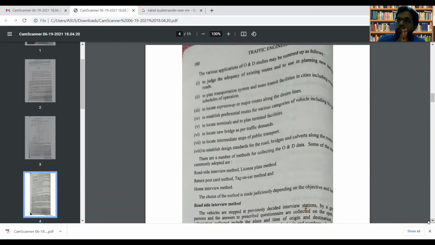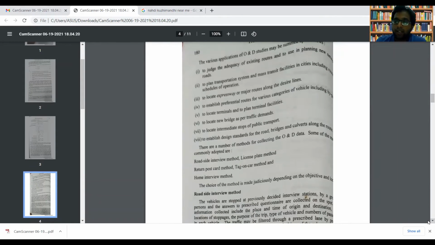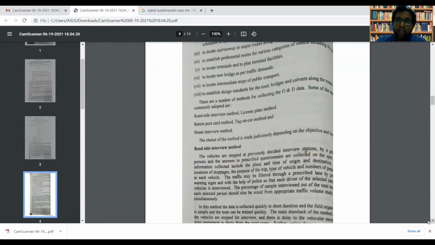You are conducting an origin and destination survey, and the result of this survey is very much important in doing these many activities. So these are the applications of the origin and destination survey. Now we have to see about the different methods. First one is roadside interview. There are different methods: roadside interview, license plate method, return postcard method, tag on car method, home interview method, etc.